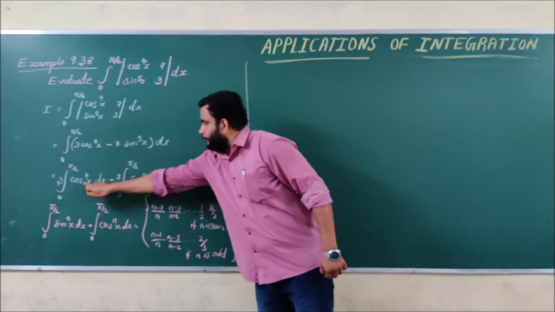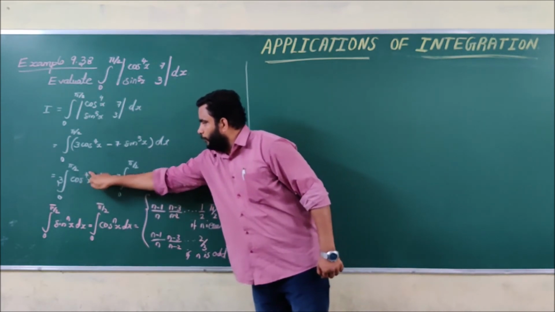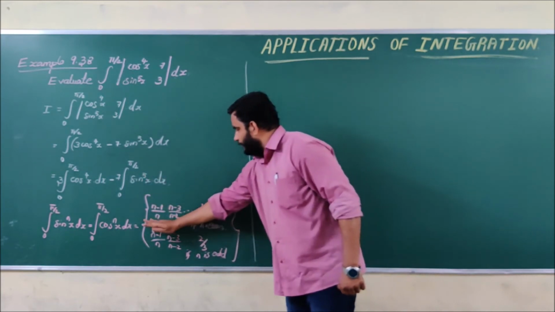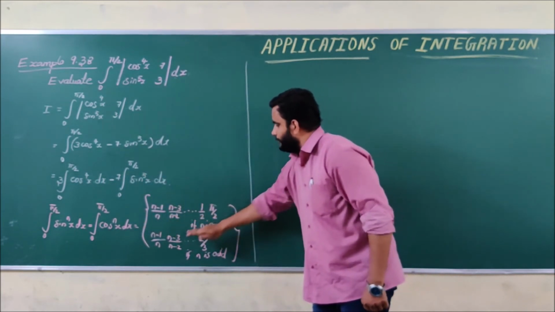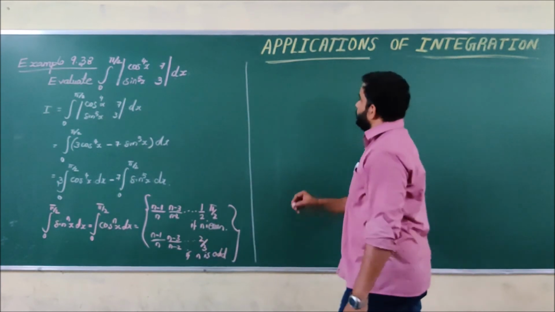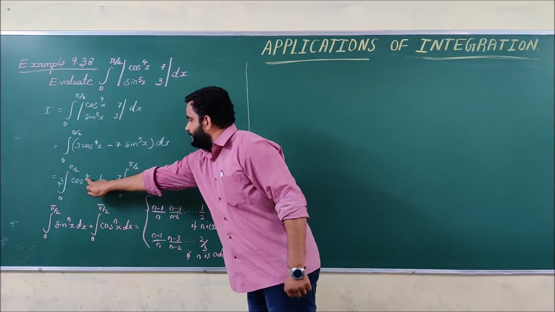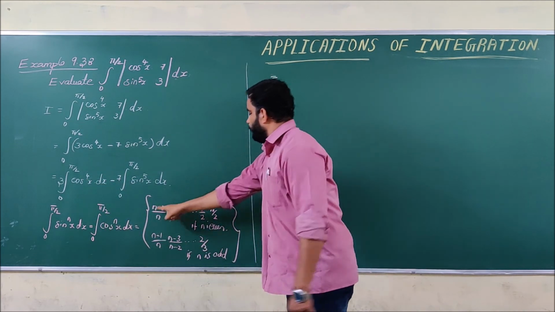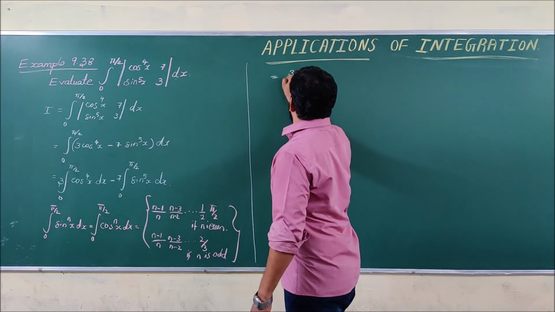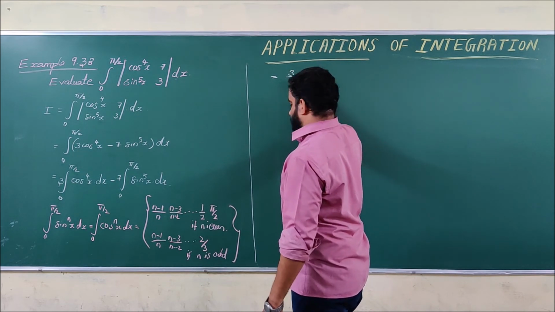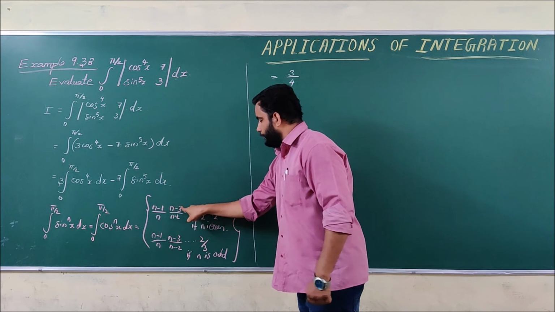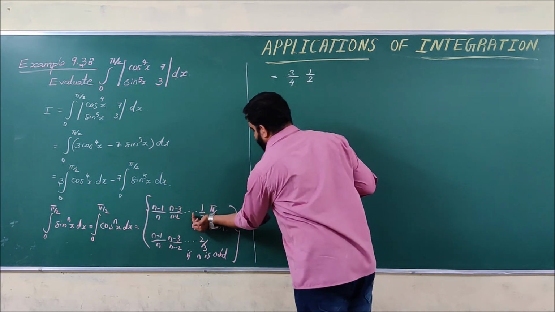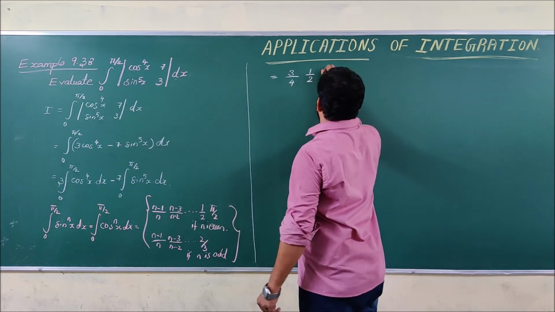Here the first term is cos power 4 x, so 4 is even. The second term is sin power 5 x, and 5 is an odd number. So for the first term we can use this formula and for the second term we can use the other formula. For the first term n is 4, so 4 minus 1, 3 by 4, into 4 minus 3 by 4 minus 2, 1 by 2. That goes to this term. So the next term is pi by 2.